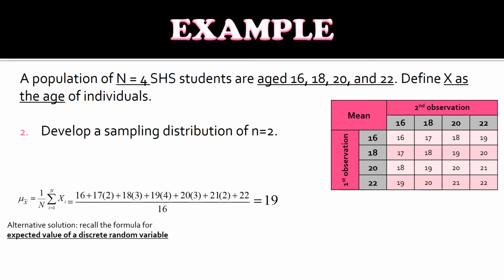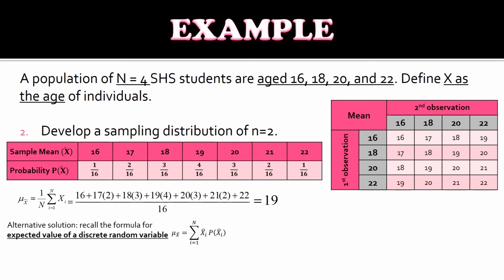So we have an alternative solution, if you recall, for the formula of the expected value for the sample. That would be the summation of x times the probability of x. So we can make a table for that. We have the sample mean and then the probability. The sample means are the means we have on our table: 16, 17, 18, 19, 20, 21, and 22. And for the probability, there's only one 16 out of 16, so we have 1 over 16, and so on.